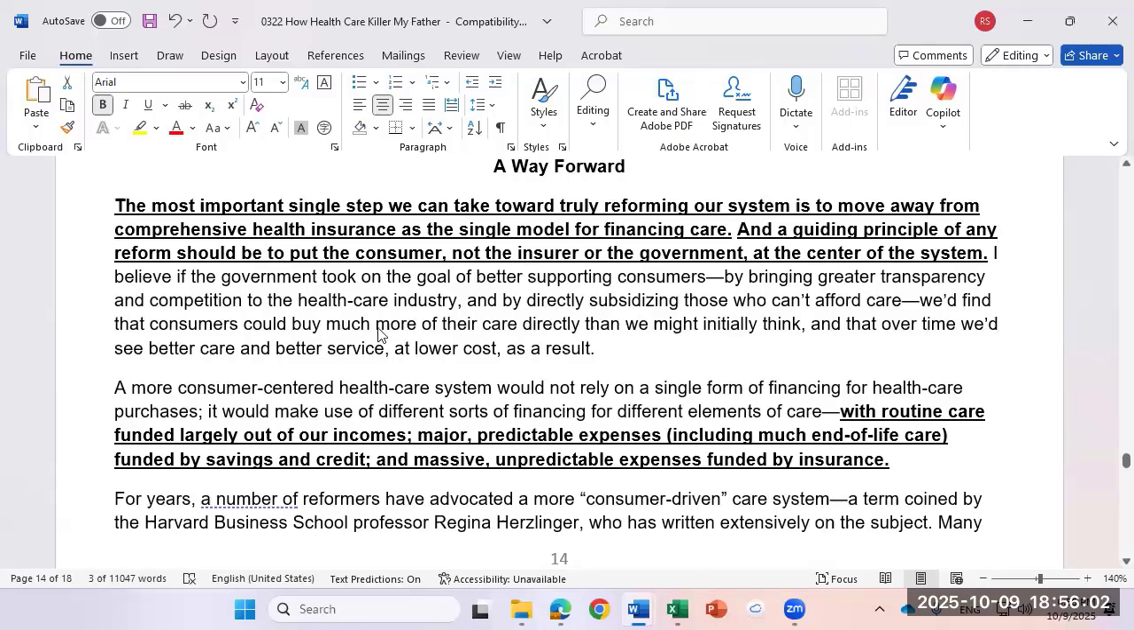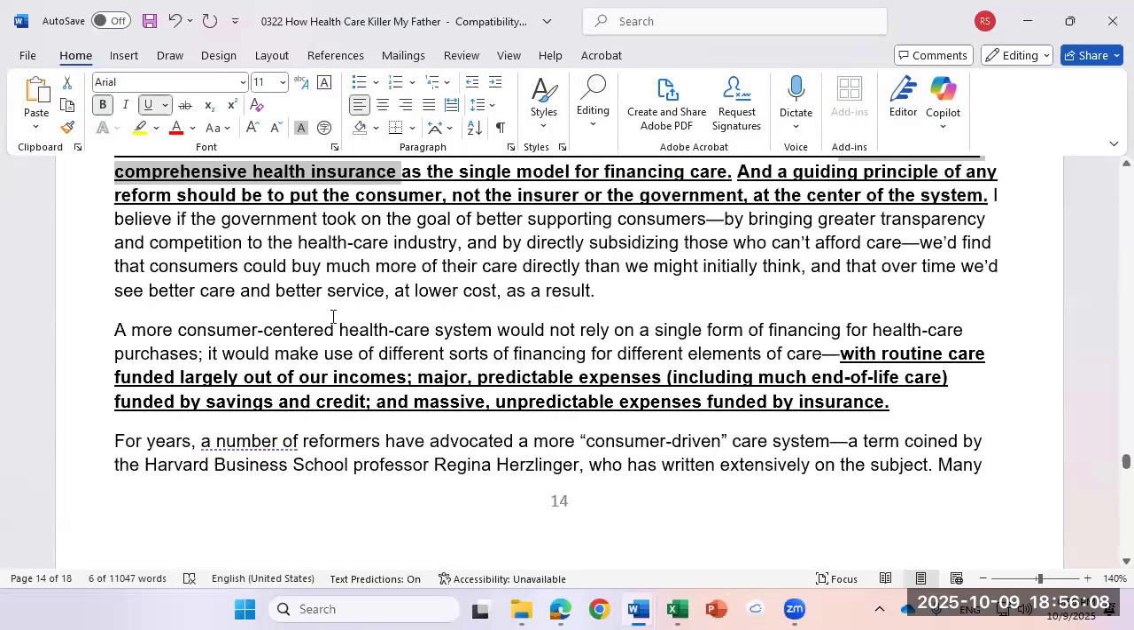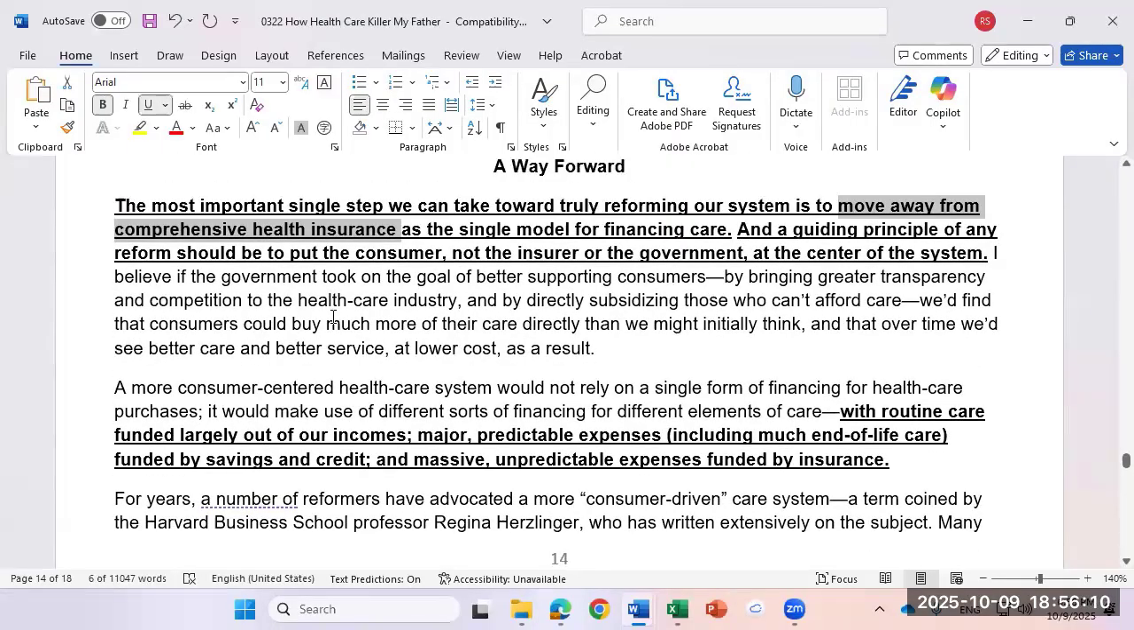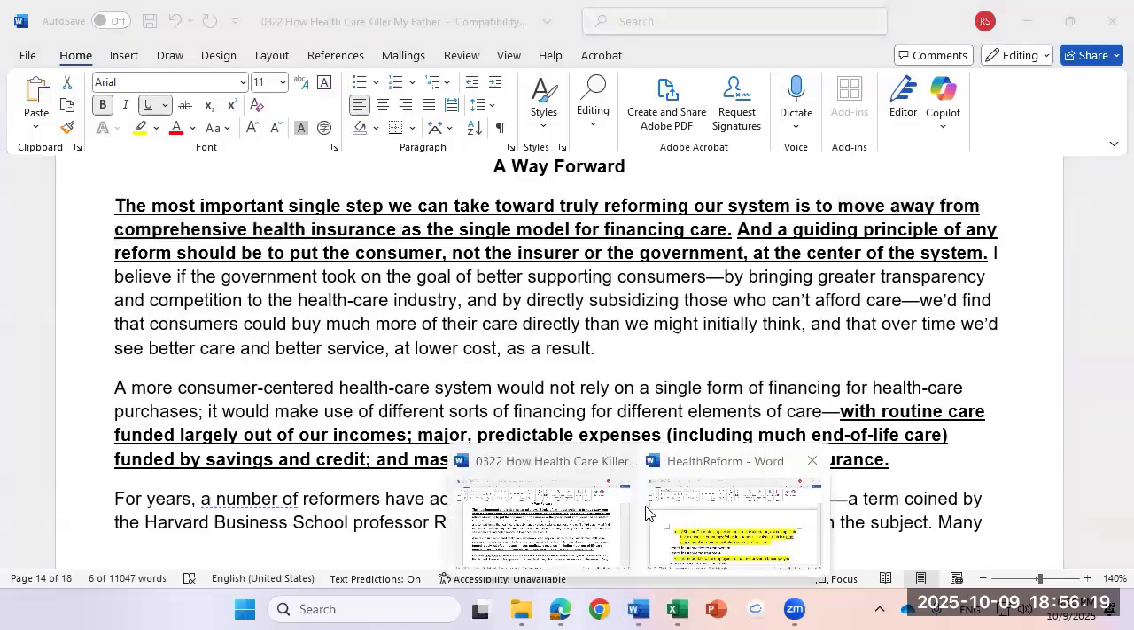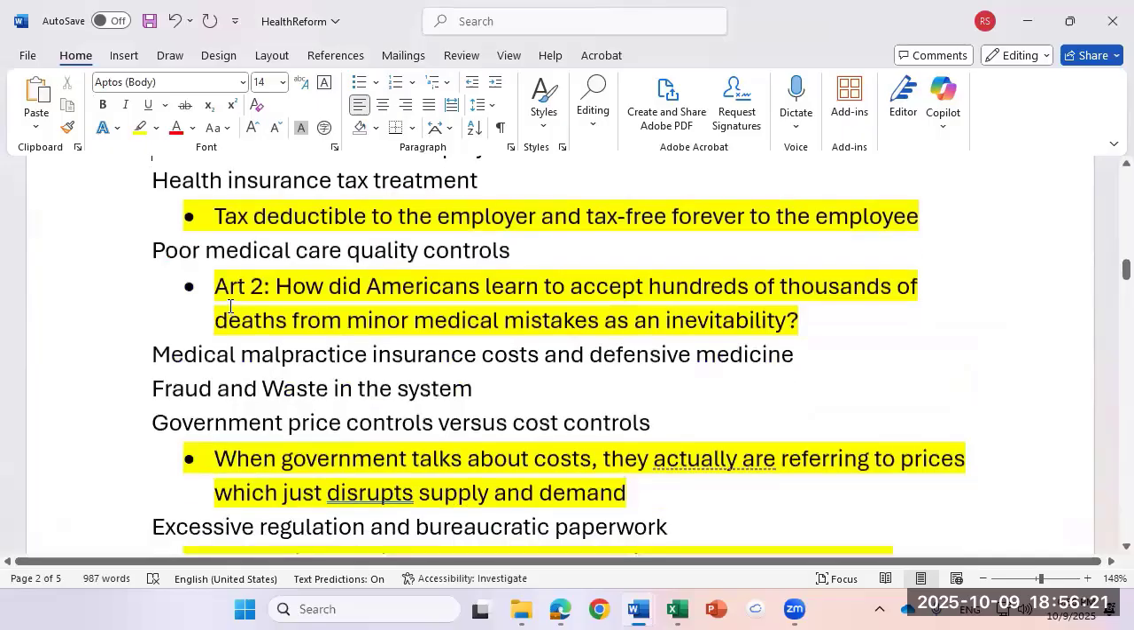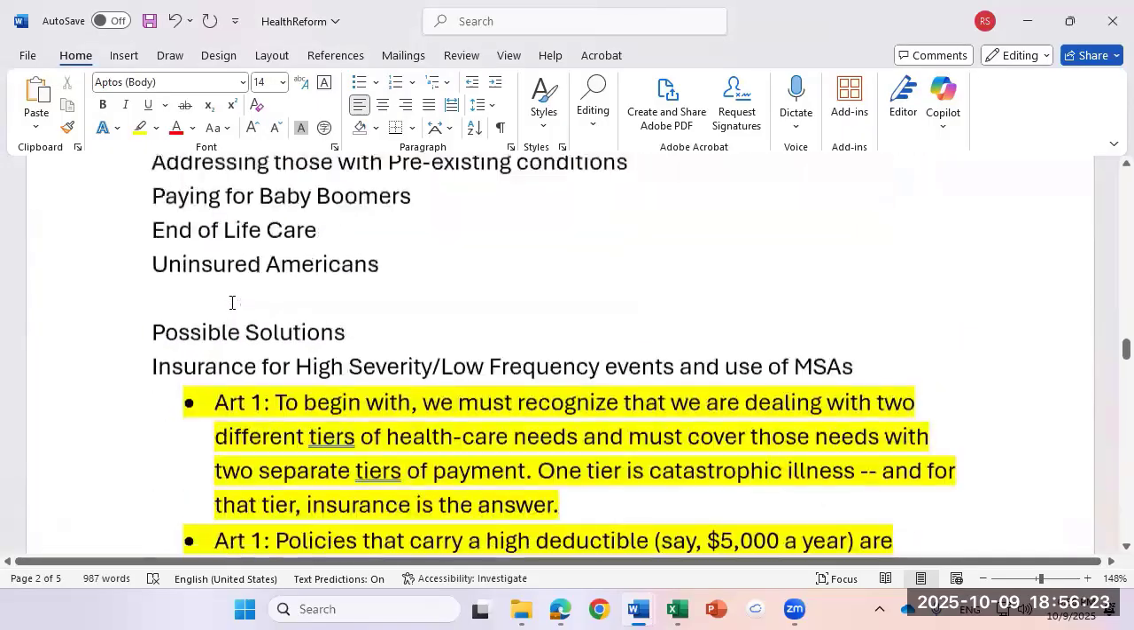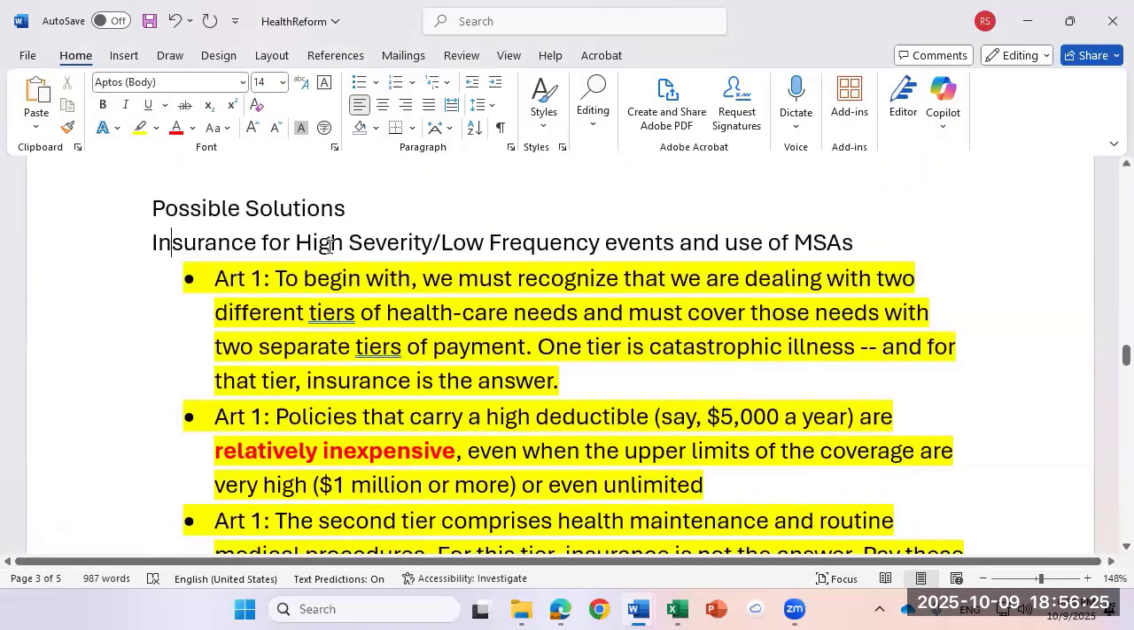So where does he start? Y'all see it? Move away from insurance. So he's saying reduce insurance. So where does that fit in our solutions? The very, very first one. Insurance should be high severity, low frequency.